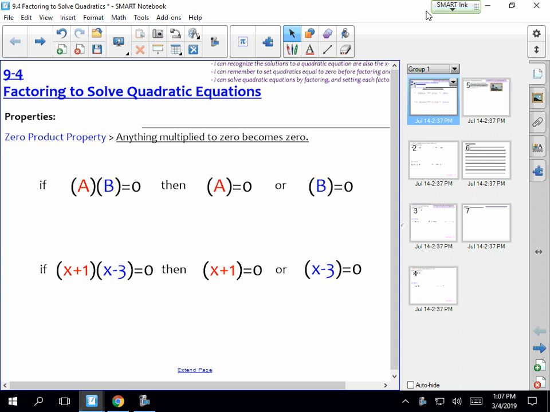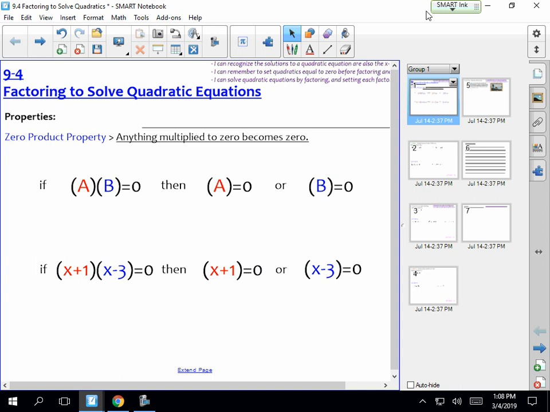So if I take 5 times 0, I get 0. If I take 1 times 0, I get 0. 1/3 times 0 is 0. 0 times 0 is still 0. So the zero product property is part of the key for factoring to solve quadratic equations.